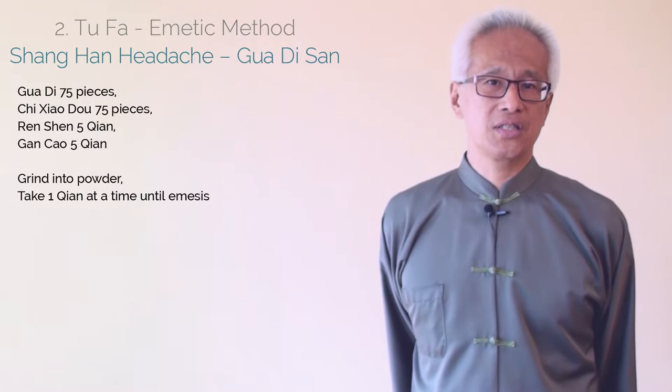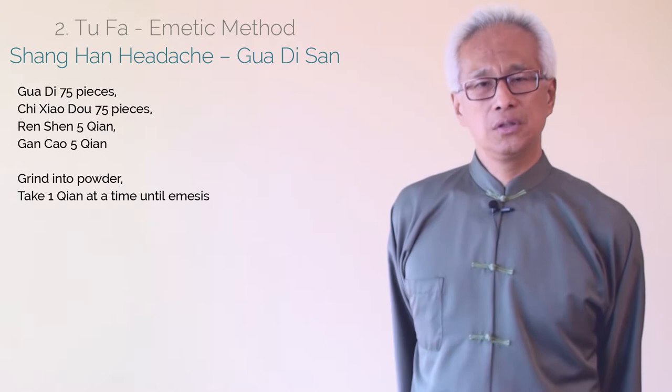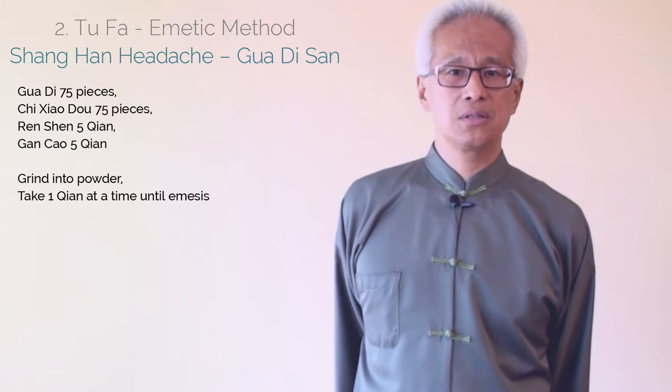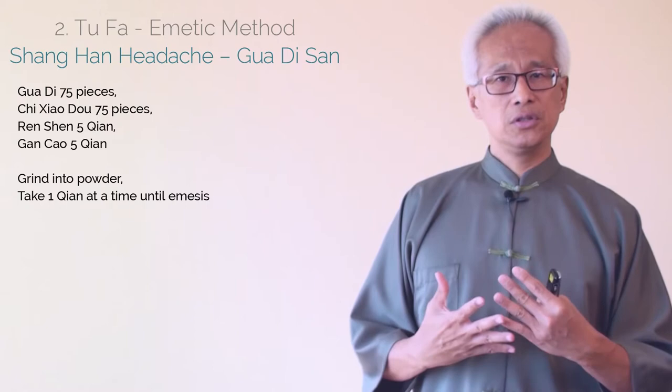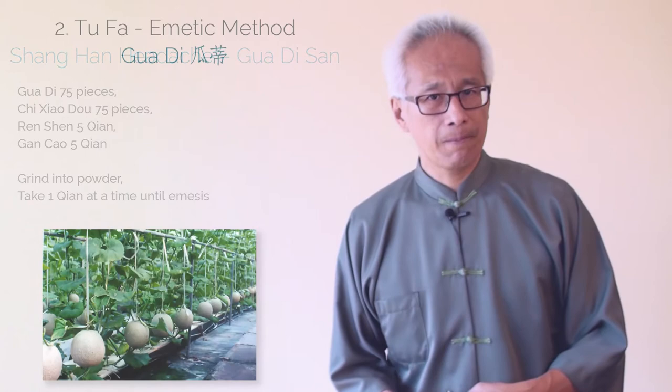For example, when he treats shanghan headache, when somebody has a very severe headache due to wind and cold, he would use gua di 75 pieces, chi xiao dou 75 pieces as well, and ren shen 5 qian, and gan cao 5 qian into the mix, ground into powder. You would take 1 qian at a time until vomiting. Let's talk about gua di. Gua di is the main herb in this formula.